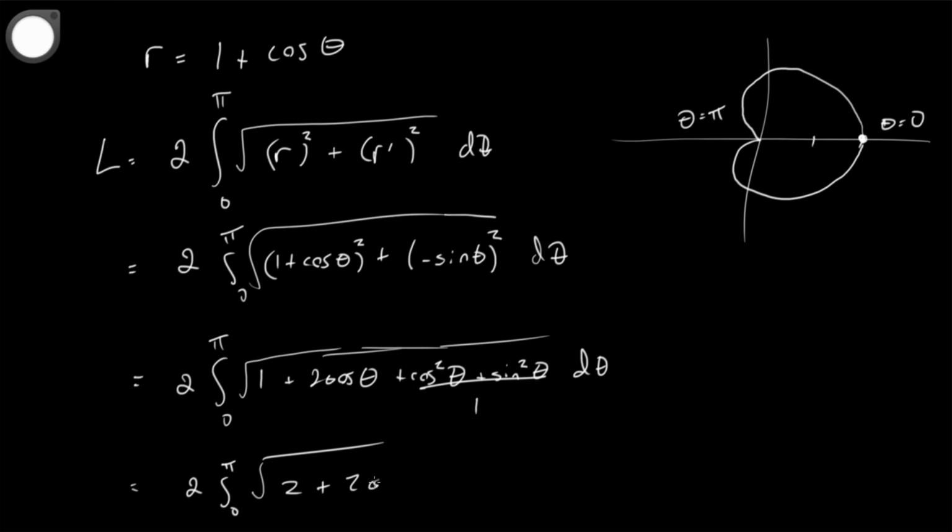2 plus 2 cosine theta d theta. All right, we need to figure out how to evaluate this integral. Take it to the next page. We got 2 times the integral from 0 to pi of the radical of 2 plus 2 cosine theta. And I apologize that my 2's look completely different.